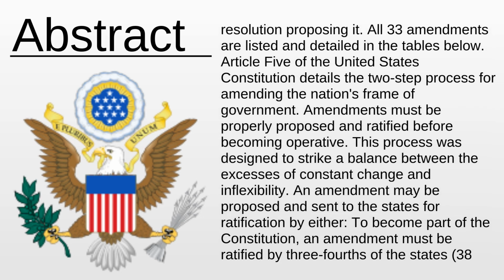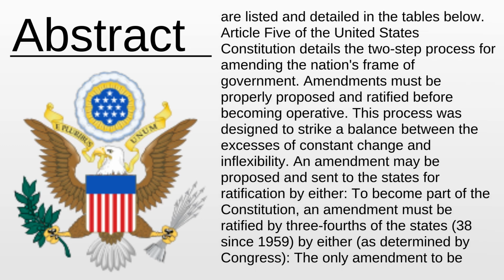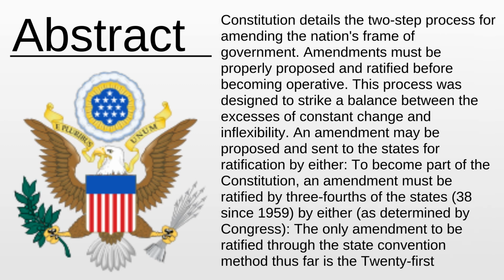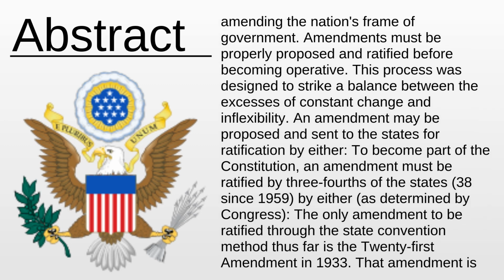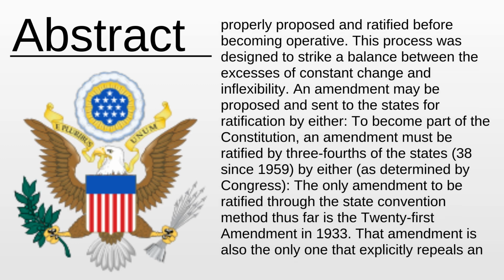Article 5 of the United States Constitution details the two-step process for amending the nation's frame of government. Amendments must be properly proposed and ratified before becoming operative. This process was designed to strike a balance between the excesses of constant change and inflexibility.